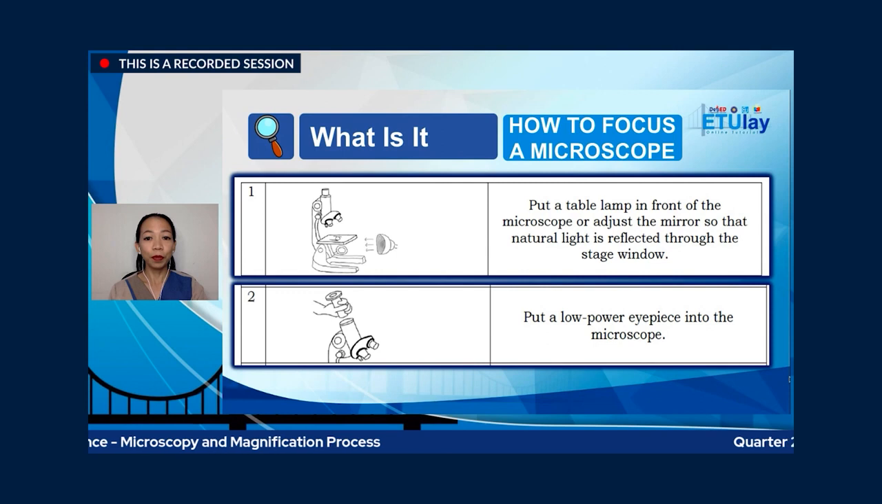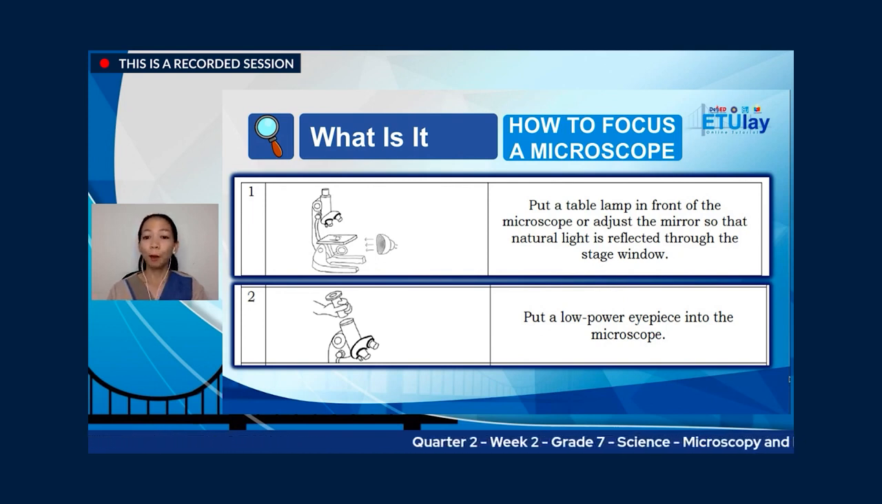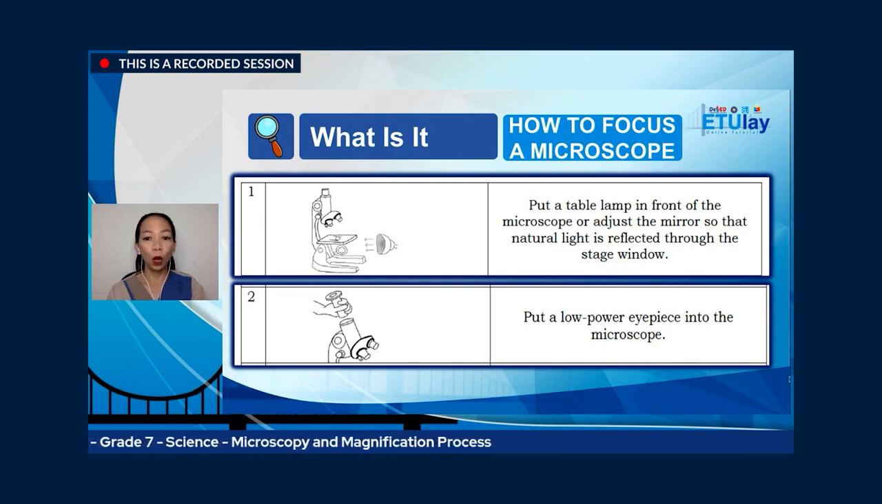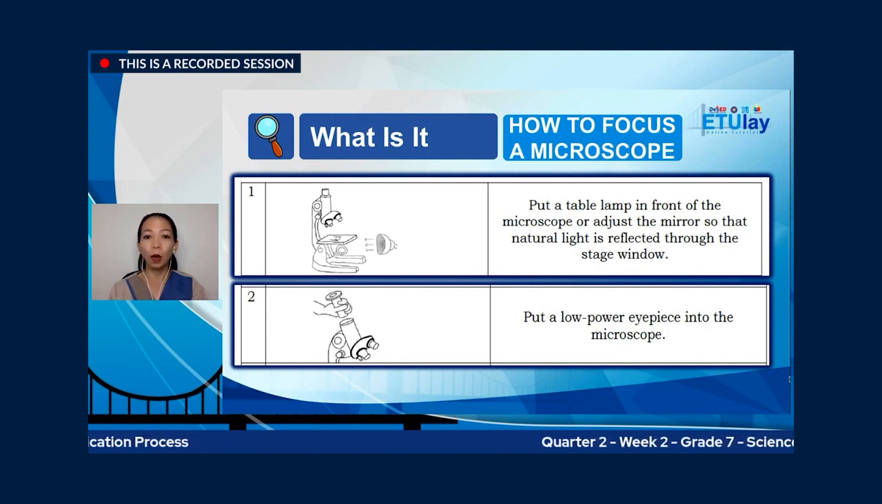1, you put a table lamp in front of the microscope or adjust the mirror so that natural light is reflected through the stage window. If a table lamp is not available, then you can place the microscope near a window but never direct to the sunlight. Number 2, put a low power eyepiece into the microscope. And again, always remember with low power eyepiece as the beginning ocular piece when you start to focus a microscope.